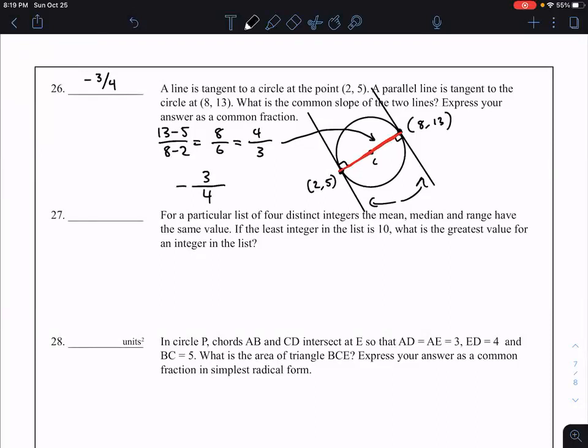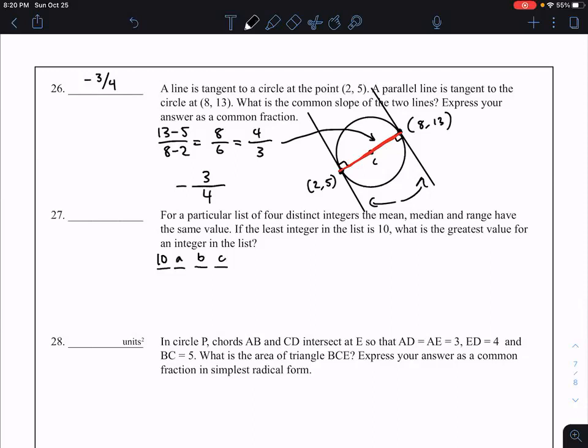27. For a particular list of 4 distinct integers, the mean, median, and range are all the same. So you have 4 different integers, and you know that the smallest one is 10, and we want to find what the largest one is. So we're going to call this A, B, C.